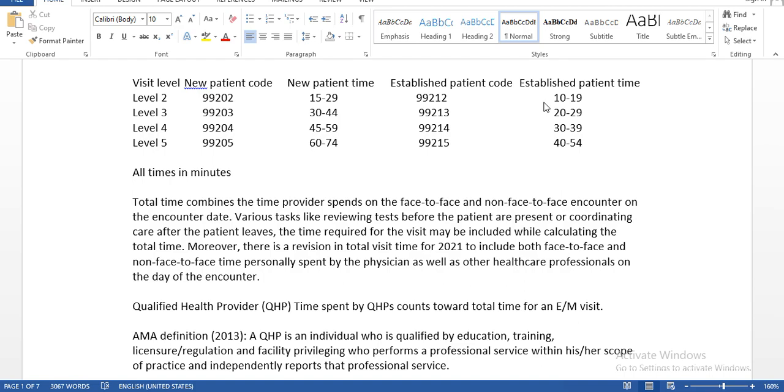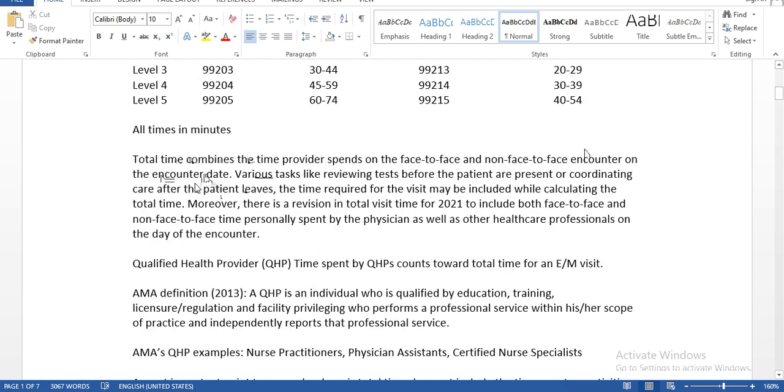If it is an established patient, these activities will take less time. So here the time is very little, like 10 minutes different: here 29, here 19. So 10 minutes decreased based on the established patient criteria. If it is a new patient, more time; if it is an established patient, less time. And please note all these times are mentioned in minutes, like 15 to 29 minutes, 30 to 44 minutes, 45 to 59 minutes, 60 to 74 minutes here, and 10 to 19, 20 to 29, 30 to 39, 40 to 54. These all are in minutes only.